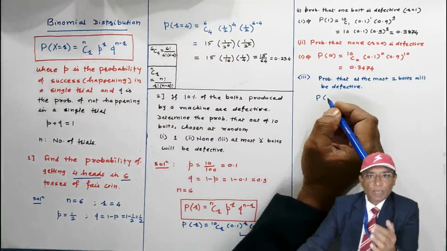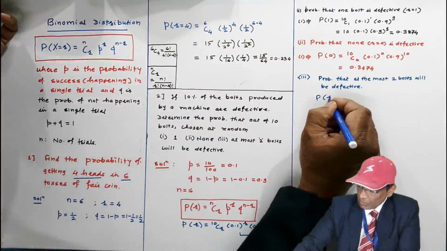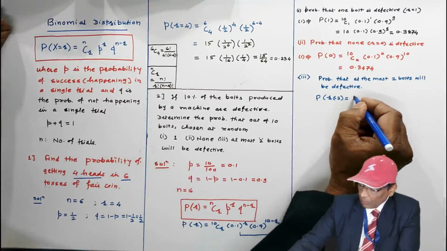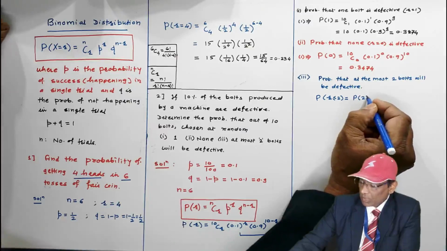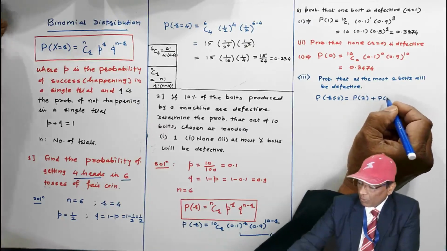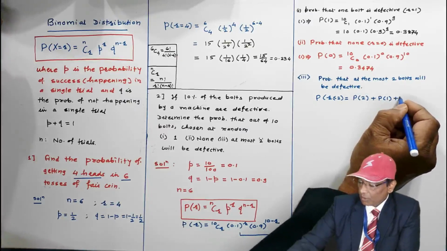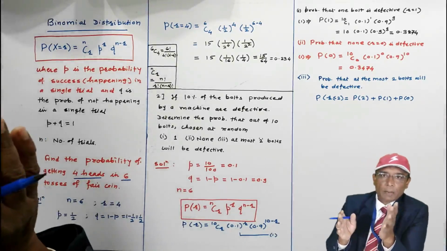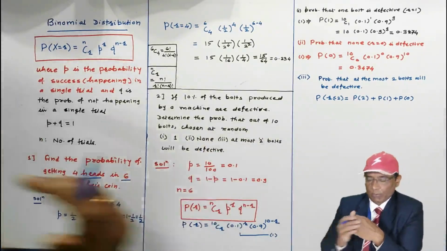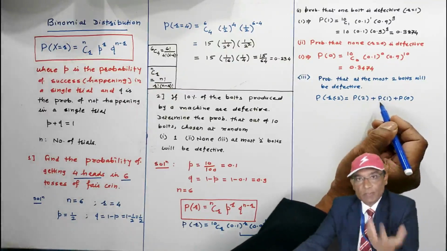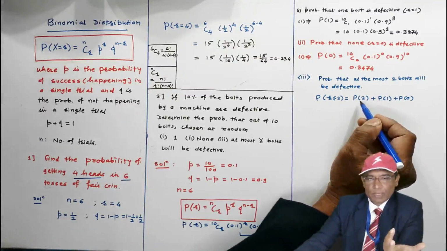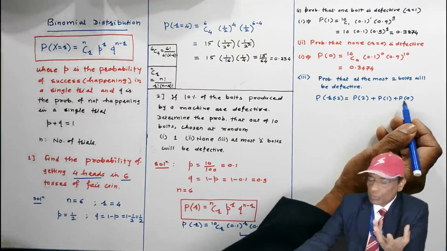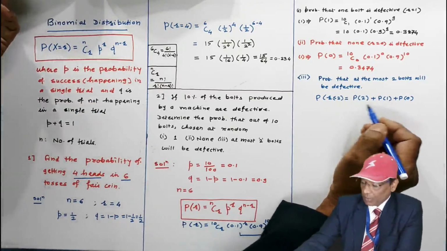Now, third one, probability that at the most 2 bolts will be defective. We want the probability that at the most 2 bolts are defective, so I will write at the most 2, now r is less than or equal to 2. How to write? Probability that 2 bolts are defective, or probability that 1 bolt is defective, or probability that 0 bolts are defective. It means the probability that at the most 2 bolts are defective is this value. And each of the events are mutually exclusive events. Probability of getting 2 bolts defective, a single bolt defective, 0 bolts defective, all these are mutually exclusive events. Therefore, I use the addition law of probability.